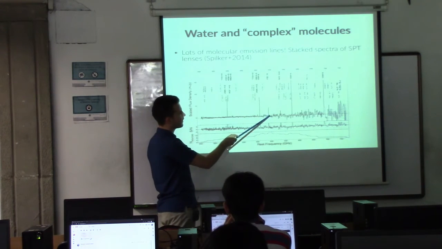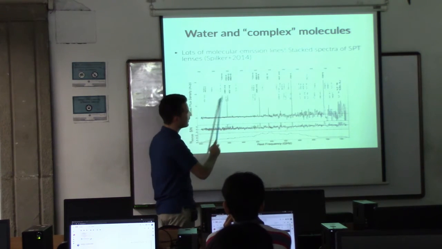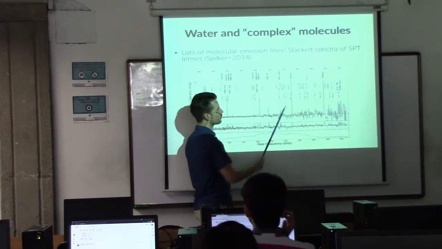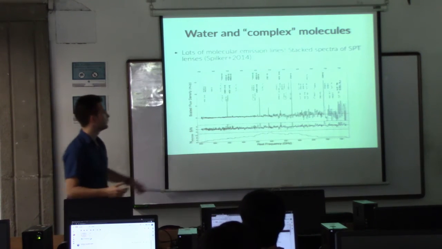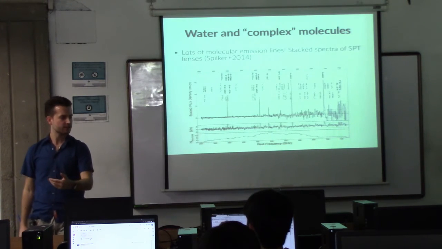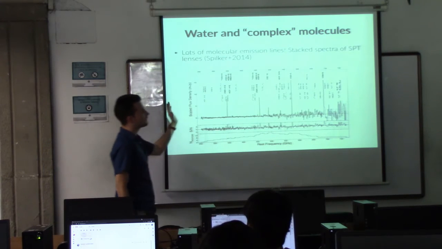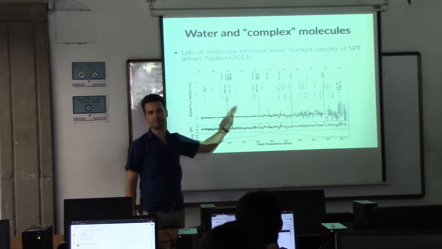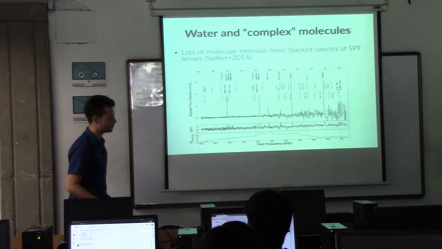But there are all these other lines like C1, CN, HCO+, another CN, maybe some water lines that are detected. And by having a lot of these weaker emission lines accessible through lensing, we can really understand these galaxies and the physical processes in them much better than if we are limited to a few very, very bright lines.